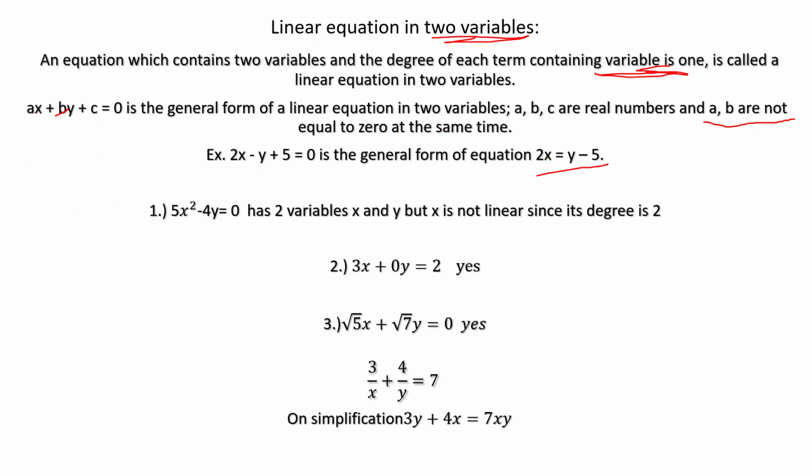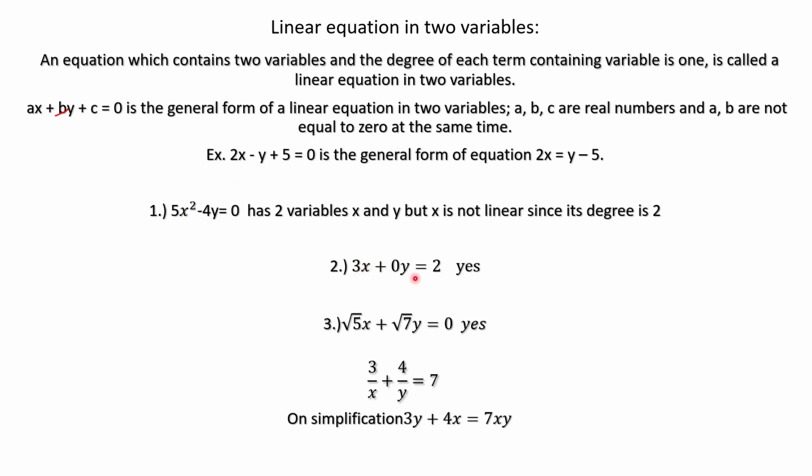Now we'll identify if some equations are linear equations in two variables or not. Consider the first equation: 5x square minus 4y equal to 0. Now see, we want a linear equation in two variables. So does it have two variables? Yes, x and y. But is it linear? No, it is not linear since its degree is 2. Here x has a degree 2. Therefore, this is not a linear equation.